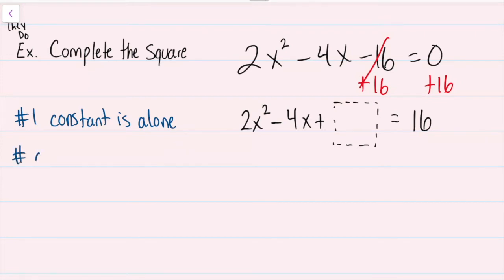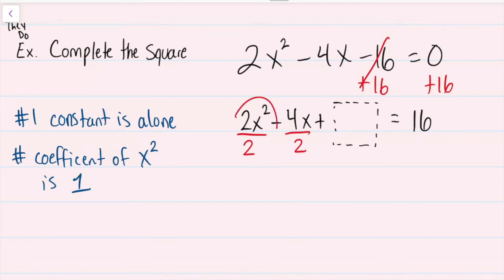Step number two, the coefficient of x squared is 1. Now, in this case, guys, the coefficient of x squared actually has a 2. How do you leave x squared with a 1? Simple. Divide by 2. But what you do on one thing, you have to do it to all of them. Now, there's nothing here, so there's no point dividing by 2 because we don't know that number yet. But let's go ahead and get started.